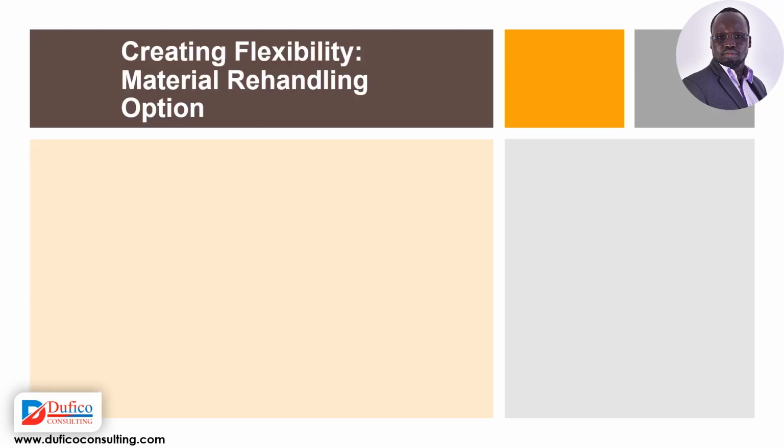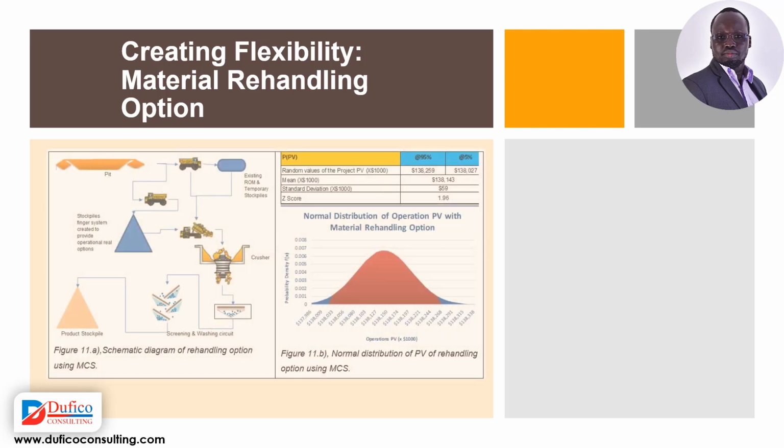Slightly $350,000. That's what it means. Now, we have looked at those. Let's create flexibility. How can managers manage the mine flexibly? Like, how can managers manage the operation without losing money or production, which is very important to the investors?